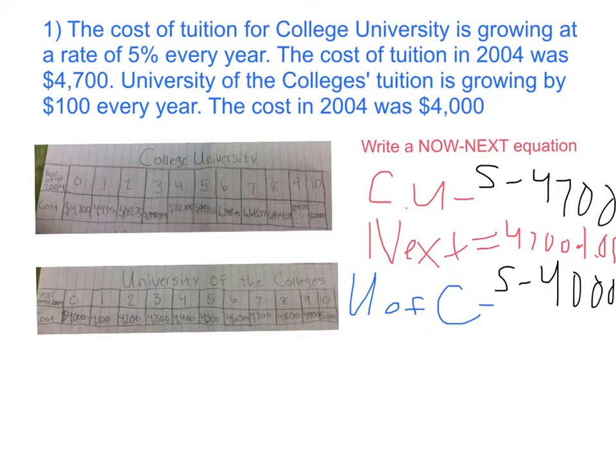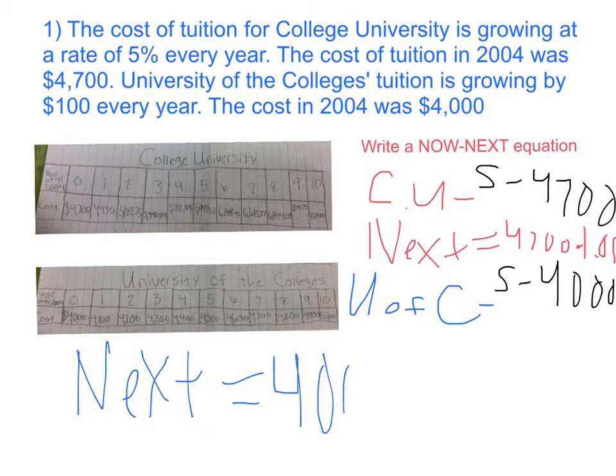The equation for University of the Colleges would be next equals 4,000, which is the start value, also the now value, plus $100, because it only goes up by 100 every time, and that's your equation.